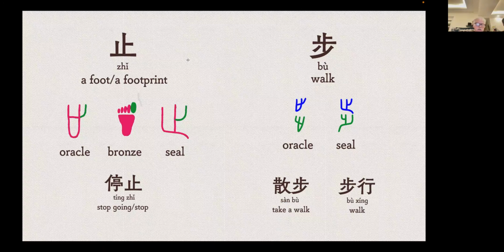So we have the word tingzhi, which means to stop. But ting means to stop and zhi means to go. So if we analyze the characters, it actually means to stop going. And zhi actually means to go rather than to stop. But since this word tingzhi is so common, everybody looks at the word and they think zhi means to stop. But actually, if we do the analysis, it means to go. So stop going, tingzhi.